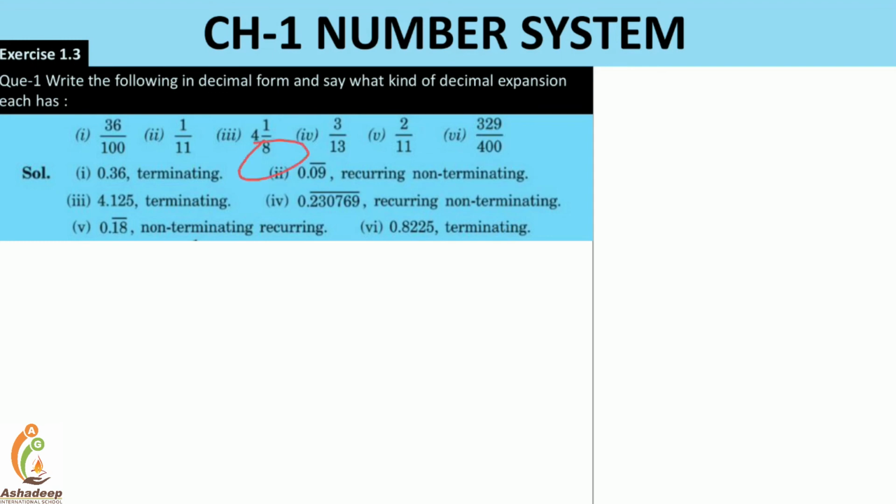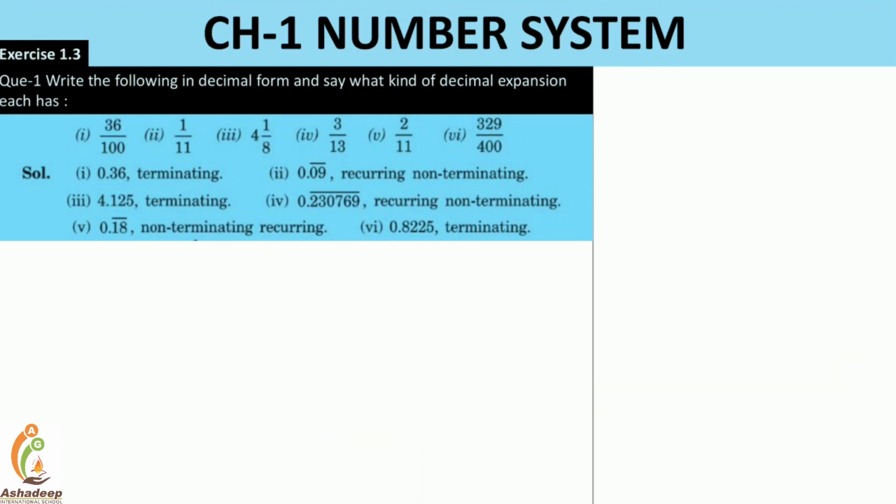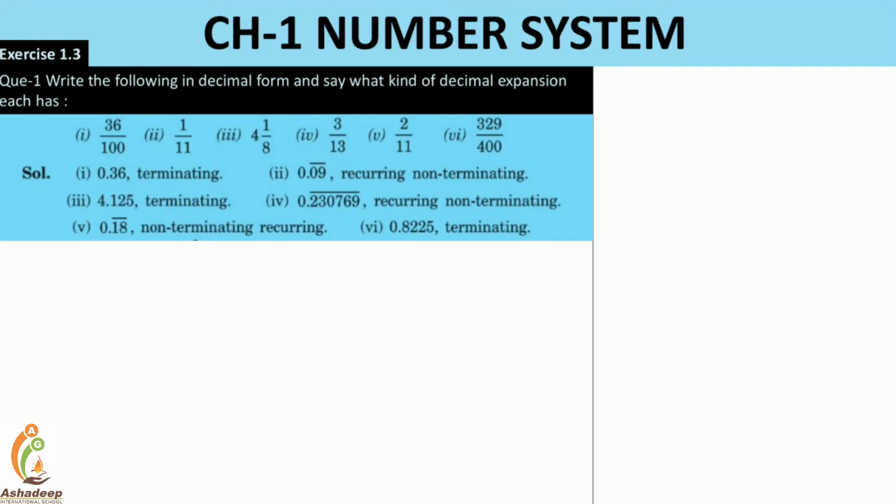See here, the denominator is 8. 8 is nothing but 2 multiplied by 2 multiplied by 2. So it is a multiple of only 2. That is why it is a terminating term. Now 13. See, 13 is a prime number. It is not a multiple of 2 or 5. So that is why it is non-terminating, non-recurring. Same thing here.